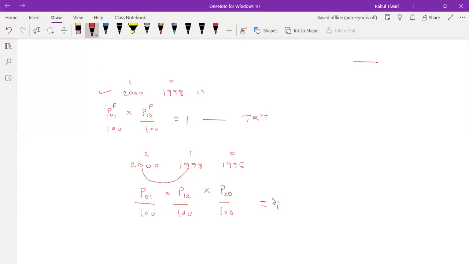Remember, whenever n is greater than 1, in those cases we cannot use TRT. We have to use our Fisher. You can use the circular test by making the comparison of current year and base year. So P01, then P12, then P20 means it is moving like this, a circular path. Suppose this is 0, this is 1, this is 2.